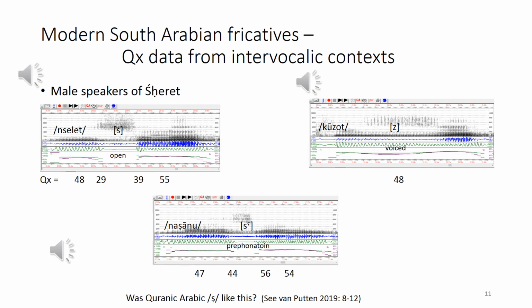The pattern is essentially the same for the cognate fricatives, with QX evidence for an open glottis during the voiceless fricative and a glottis in the pre-phonation state during the emphatic fricative. This is what they sound like. Voiceless. Voiced. And emphatic. To me, the emphatic sounds voiced, but it clearly isn't from the laryngogram waveform.